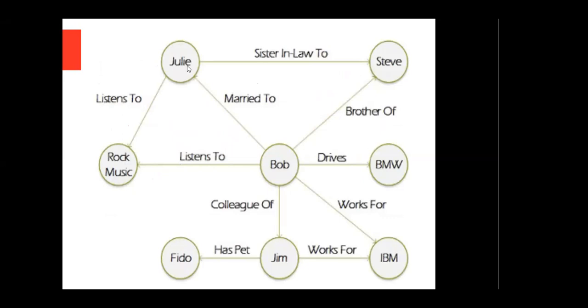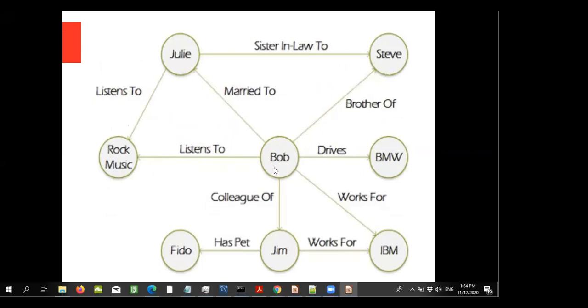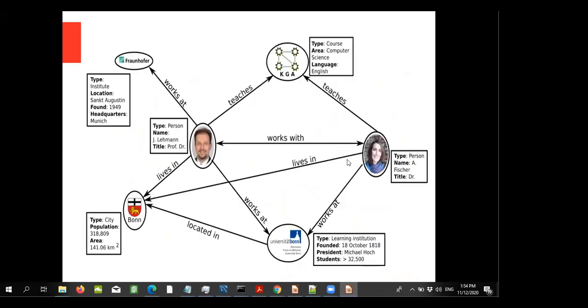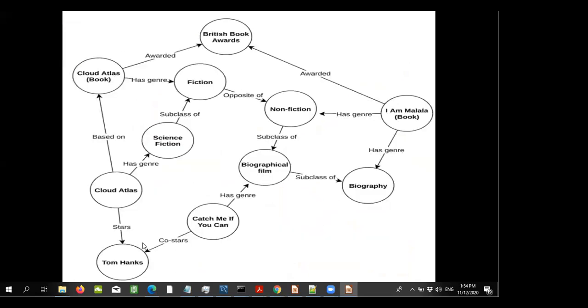So Julie listens to rock music, Bob listens to rock music, Julie is married to Bob, Bob is a brother of Steve, Bob drives BMW, Bob works for IBM, Jim works for IBM. See how we can express relationships, but you can't do this with a relational database. The same thing, this is Tom Hanks. We are talking about movies, Catch Me If You Can, he co-stars in it, it's a subclass of this, has this. You can see that it's easy to bring out things that are related to one another. This is how we build recommendation systems, recommenders, based on connections, relationships, and all that.